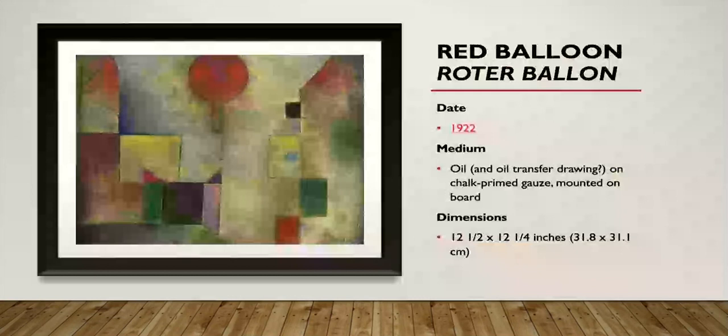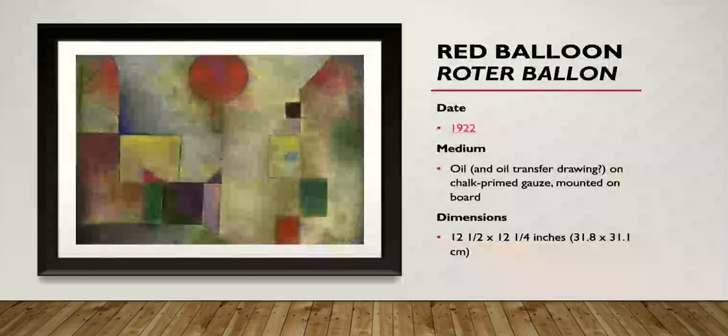How about this one? This is called the Red Balloon, and it was done in 1922. It's an oil and possibly an oil transfer drawing on a chalk primed gauze and mounted on a board. That's what gives it that neat texture that you see there. This one's incredibly geometric and has a lot of use of some very bright colors.